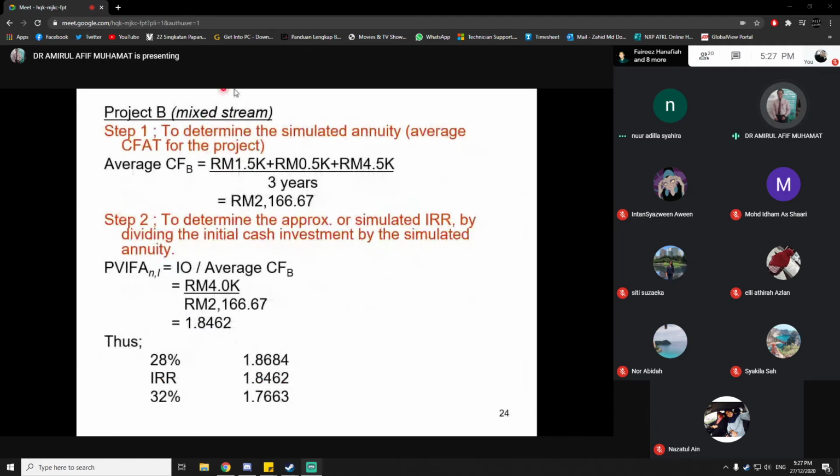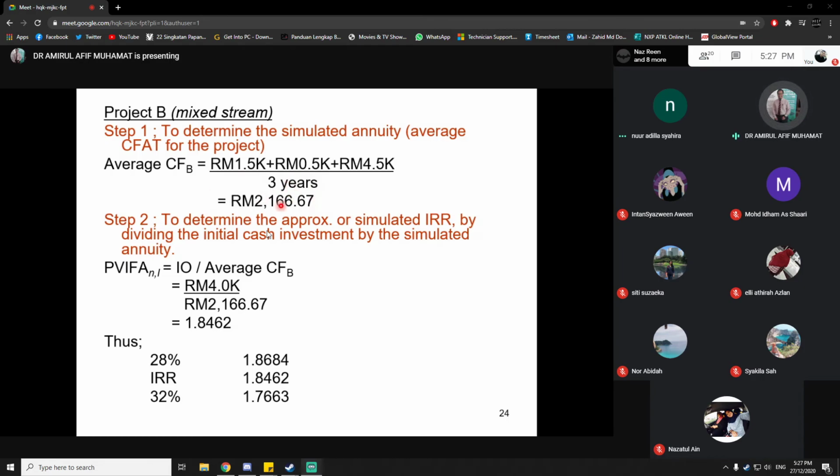So I repeat, first you need to find the average. How to get the average? Divide all the income for the particular period and divide with the length. In this case, 3 years, so divide by 3 years. So you dapat the income, the average income.